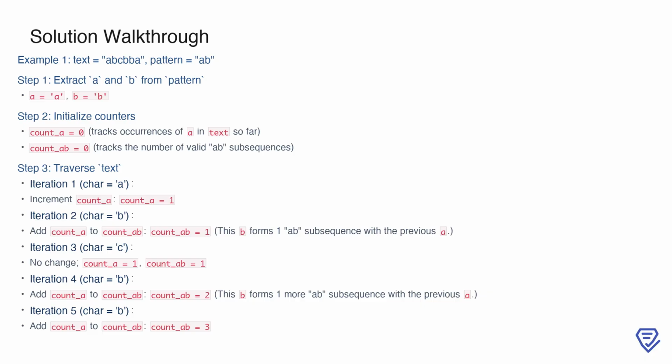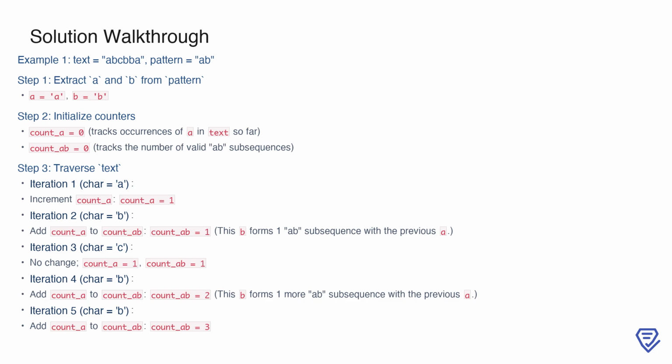Now, we traverse the text character by character. In the first iteration, the character is a, so we increment count_A to 1. In the second iteration, the character is b, which means this b can form one subsequence with the previous a. Therefore, we add count_A to count_B, making count_B equal to 1.